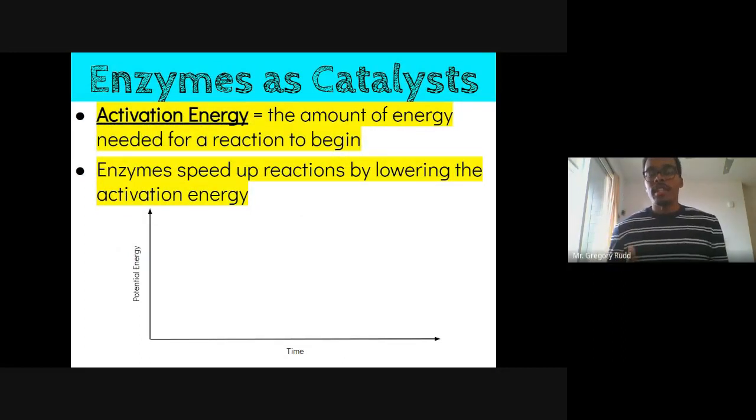You may have heard me mention that enzymes serve as catalysts because they are able to lower the amount of energy that's required for that reaction to take place. There's a specific name for that energy. It is called activation energy. And activation energy is the amount of energy needed for a reaction to begin. So an enzyme works to speed up a reaction by lowering that activation energy.